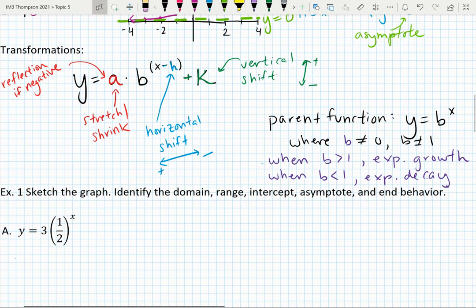Whatever I subtract inside the parentheses from my argument, x minus h, is going to cause a horizontal shift. So if this is x minus 2, that's going to be to the right 2. If it's a subtraction, it's going to be to the right. If it's an addition, it's going to be to the left. It's always the opposite. Whatever I do to x in those parentheses is going to move horizontally, and it's going to be the opposite of what you would naturally think. And then the vertical shift is whatever I'm adding outside the argument. Any positive number is going to cause a shift up, and a negative number is going to cause a shift down.